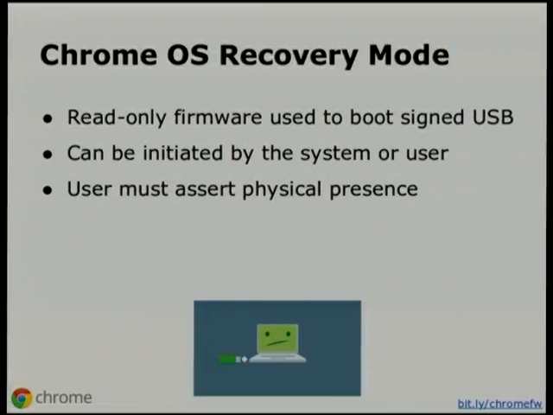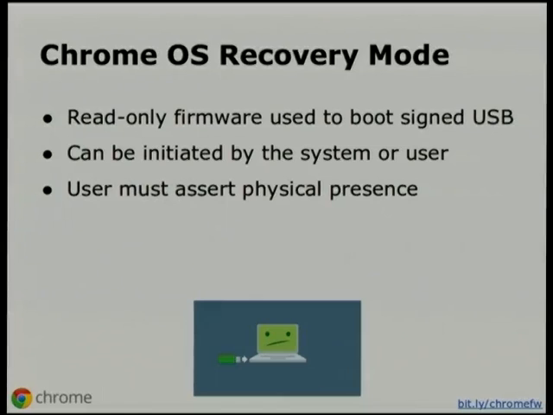Specific to Chrome OS devices is that there needs to be some sort of way for a user to recover their system, either if it's been damaged for some reason or if a hacker has managed to get in there. And so there is a set of firmware that's entirely read-only that is used to only boot a signed USB image. Recovery mode will never attempt to boot from your local disk in case it's been compromised.